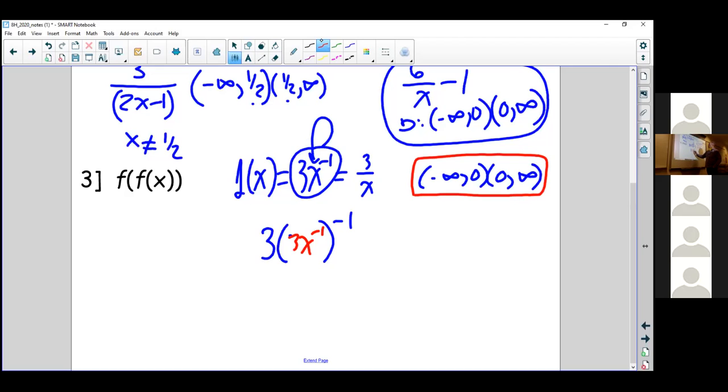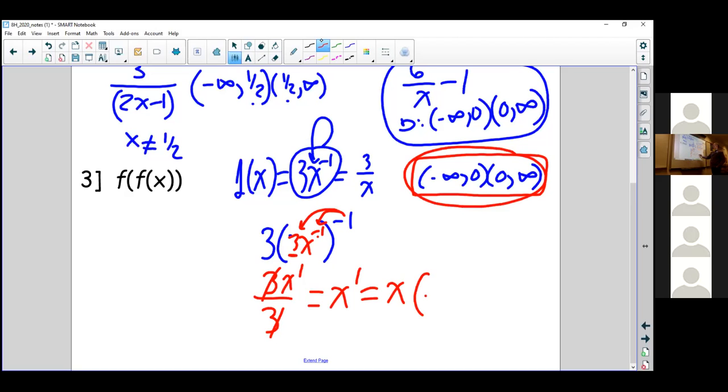So on this new one, I'm going to distribute this here and here. So I'm going to get 3 over 3. This 3 dropped down to a denominator. This -1 times -1 is +1. So I get x to the first. So the 3's cancel out, and I get x to the first, which is the same thing as x. Now, I can't undo this. So this has to be my domain.